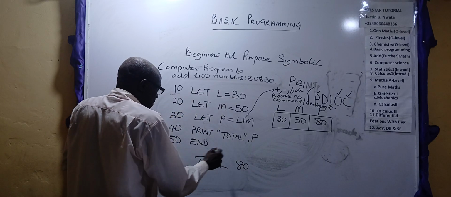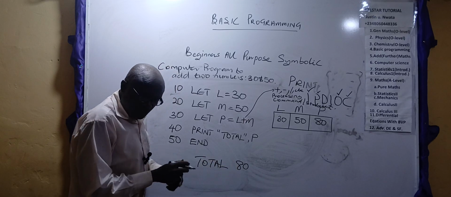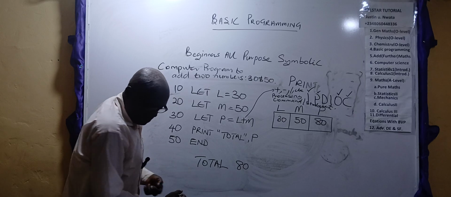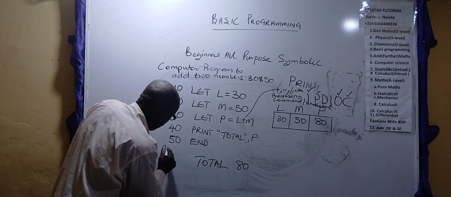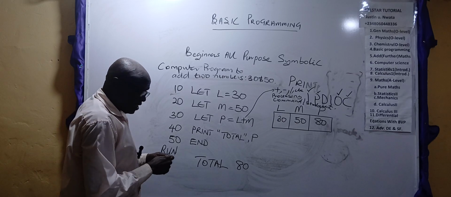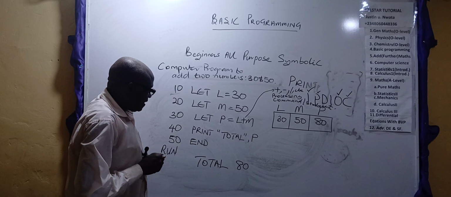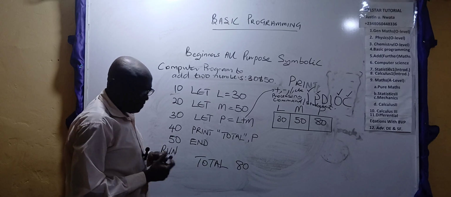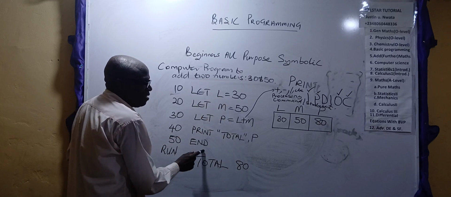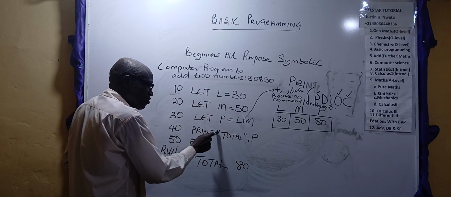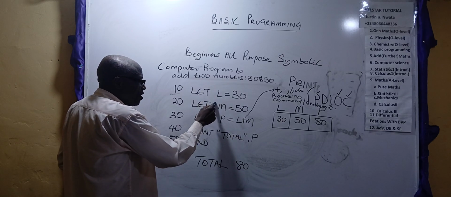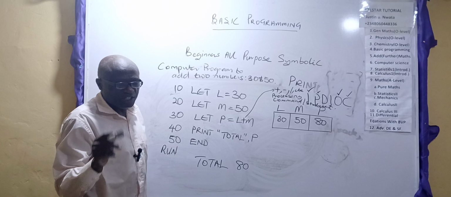At the end, after typing, the computer, if you don't know the version, will give you an order to run the program. At times you see run on the keyboard to tell you to run, or to execute. Run, execute. Immediately you take run, in less than a second, this will appear: total 80. If you have typed this correctly, and if you have followed the rules and regulations for typing this. If you type it wrongly or along the line you made a mistake, as I told you, every programming language has its own rules and regulations.